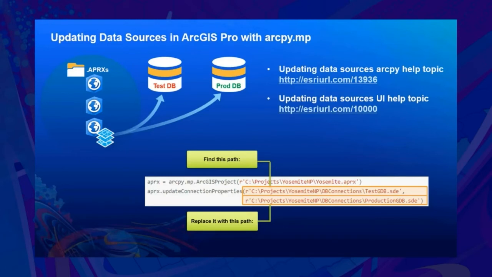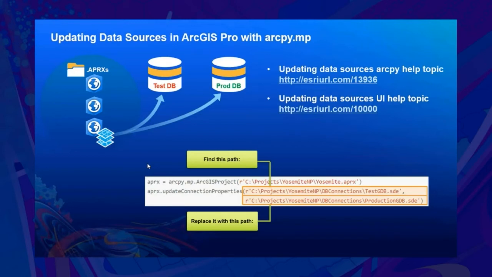Now this slide also has a basic example of resourcing layers in a project from a test enterprise geodatabase to a production enterprise geodatabase. And that's this code sample at the bottom here. So on the project, we're going to call the update connection properties function. And this function is like a find and replace operation. So I'm going to find layers that reference this test enterprise geodatabase and resource the layers to this production enterprise geodatabase.